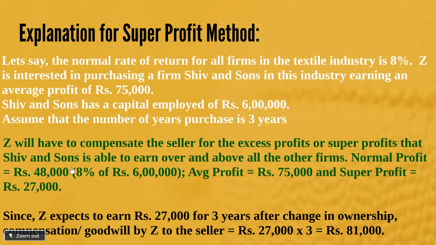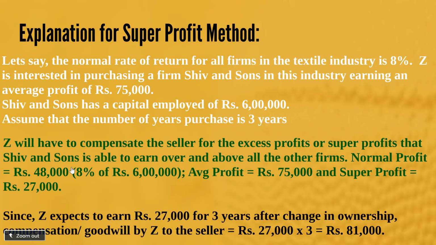Explanation for the super profit method. Now let's say that the normal rate of return for all firms in the textile industry is 8%. Now Z is interested in purchasing a firm, Shiv and Sons, in this industry, earning an average profit of rupees 75,000. Shiv and Sons has a capital employed of rupees 6 lakh and assume that the number of years purchase is equal to 3 years. That is, the number of years purchase is the number of years the new owner will continue to get excess profits based on the efforts put in by the previous owner.